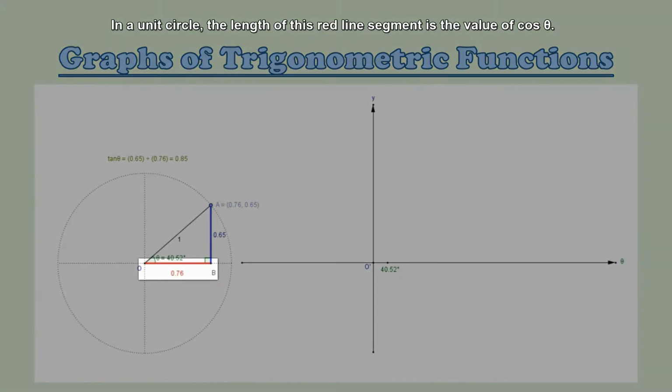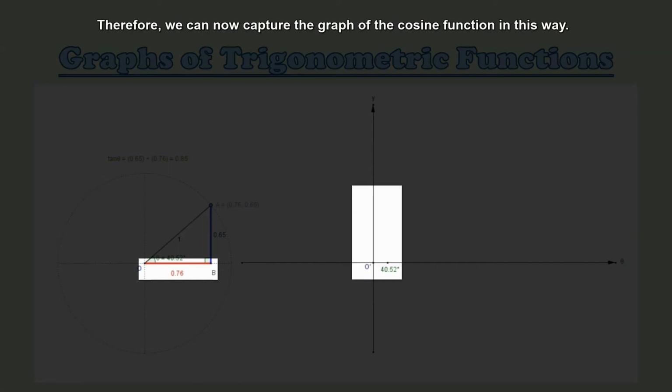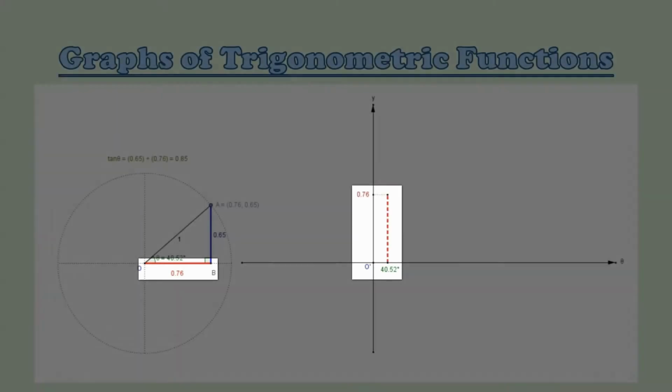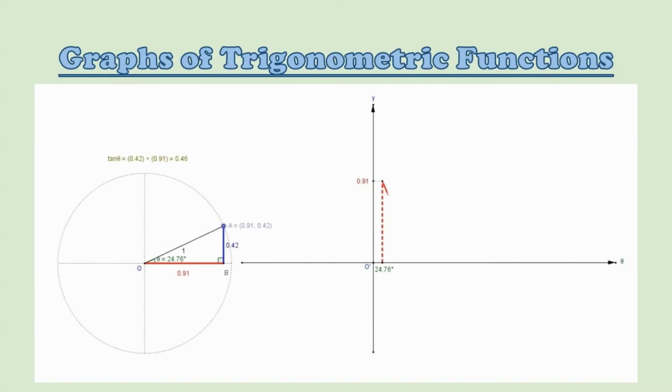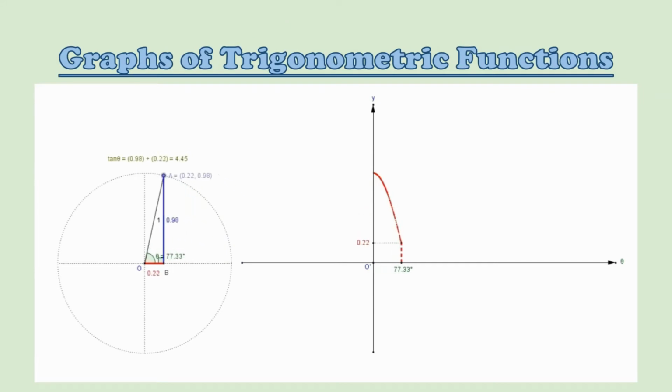In a unit circle, the length of this red line segment is the value of cosine theta. Therefore, we can now capture the graph of the cosine function in this way. When theta is 0 degrees, cosine theta is 1. Therefore, the function starts at 1.